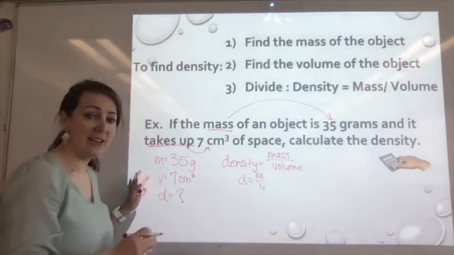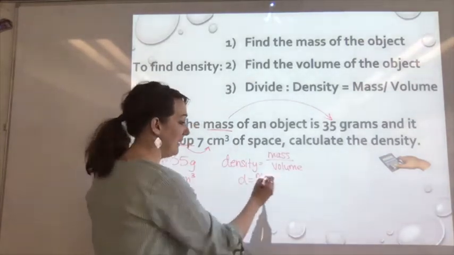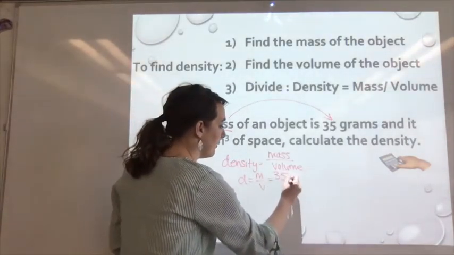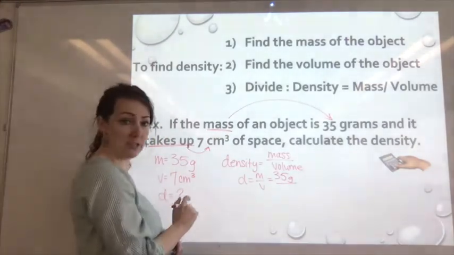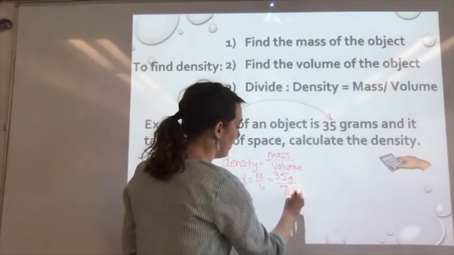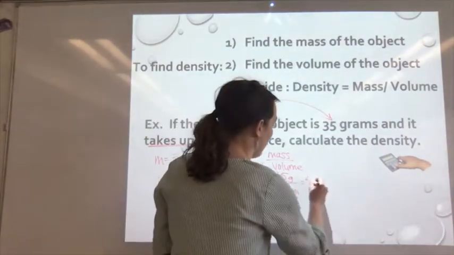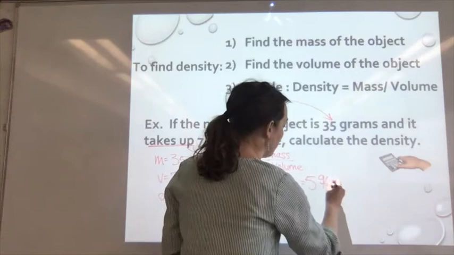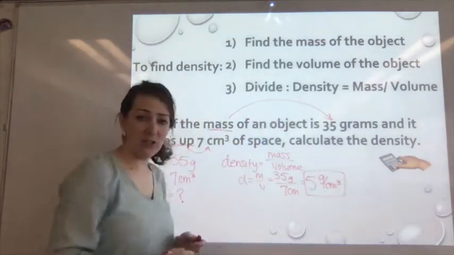If I take these numbers and put them in the math, it's going to be mass, 35 grams, over our volume, which is 7 centimeters cubed. We do that math. Our answer is 5 grams per centimeter cubed. And that is our density.